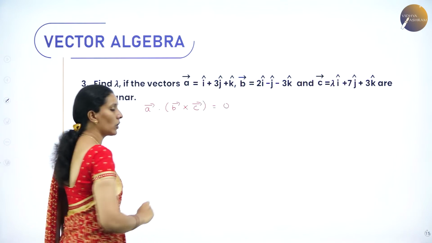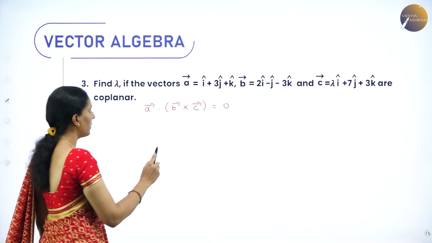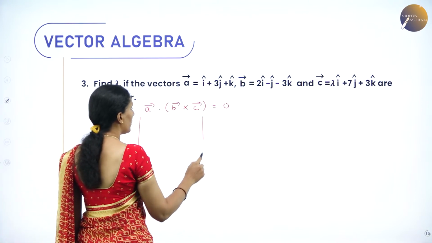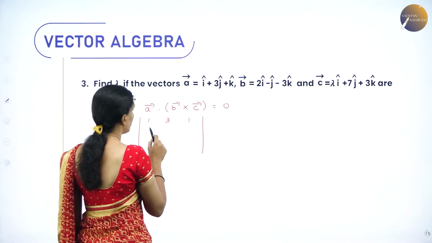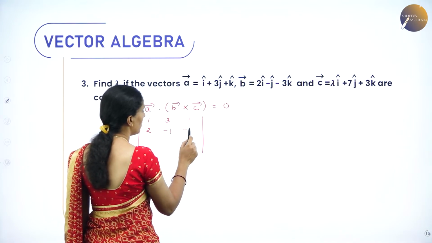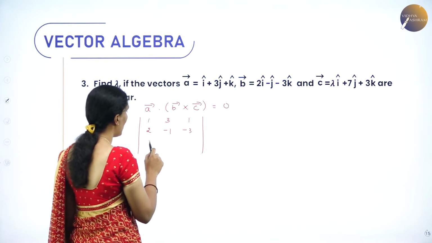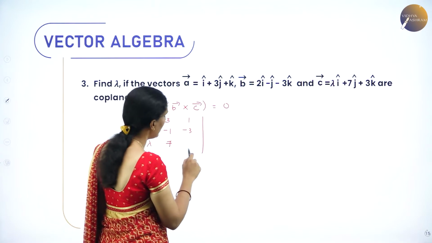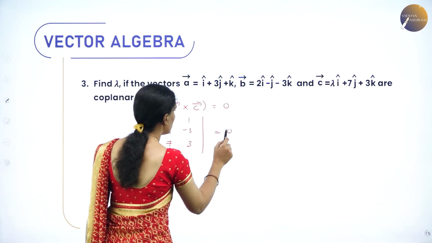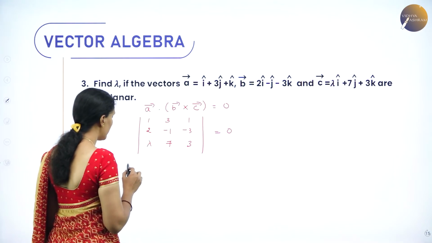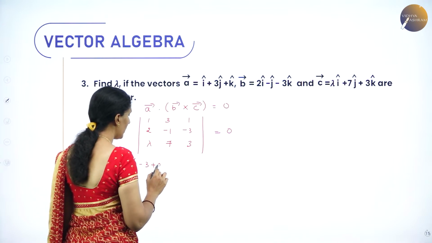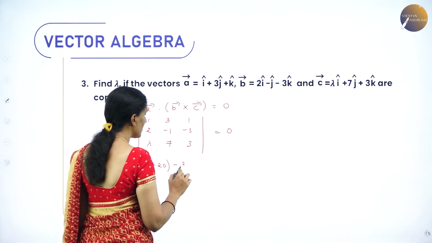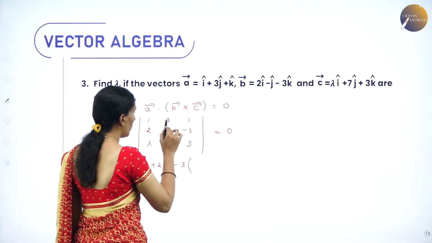Now A dot B cross C can be written in the form of a determinant, that is the components of the three vectors: 1, 3, 1. Next we have 2, minus 1, minus 3. Next we have lambda, 7 and 3 is equal to 0. Now let us expand this determinant. It is 1 into minus 3 plus 20. Next we have minus 3. So delete the row and column.